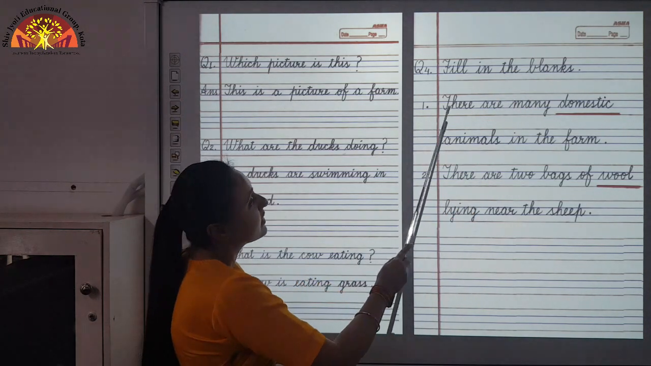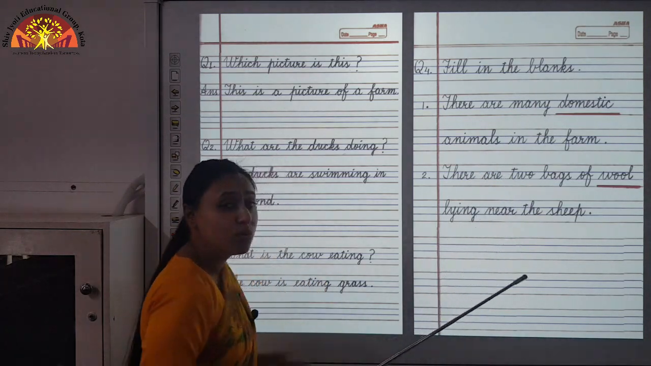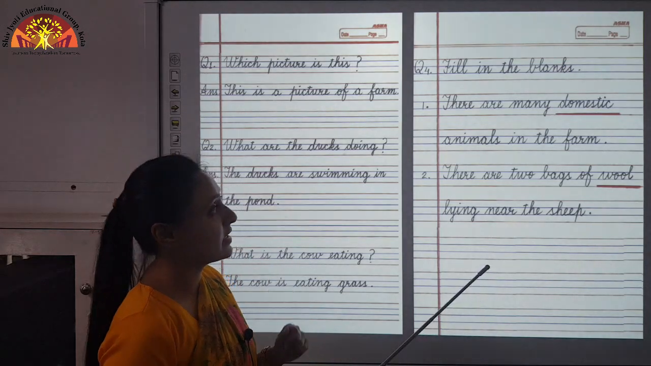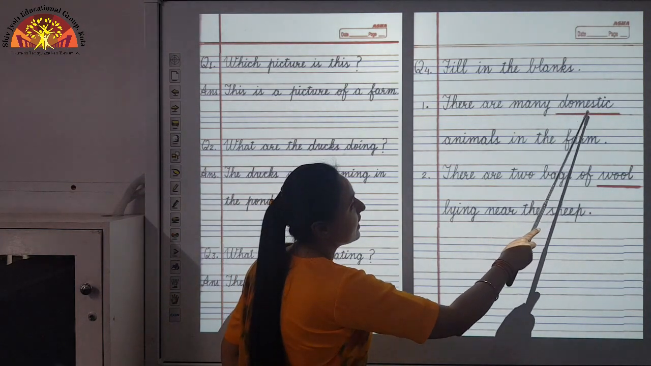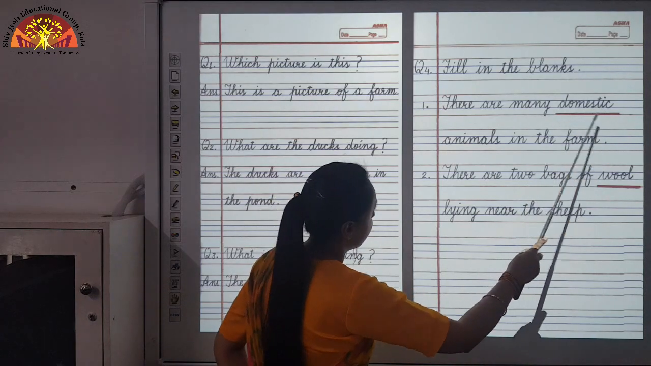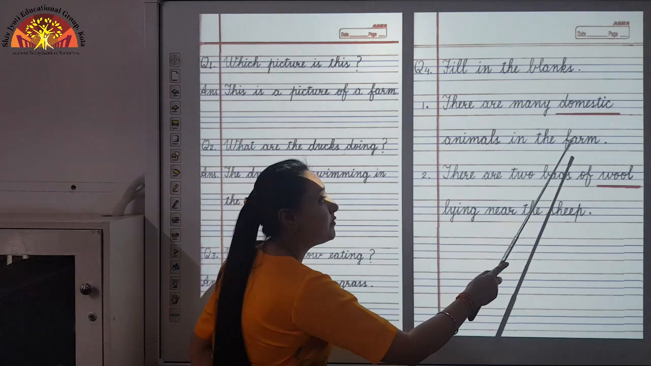Now children, we move to question 4, fill in the blanks. Number 1 is, there are many dash animals in the farm. So who lives on the farm? Domestic animals, okay. So the correct answer is D-O-M-E-S-T-I-C, domestic. There are many domestic animals in the farm.